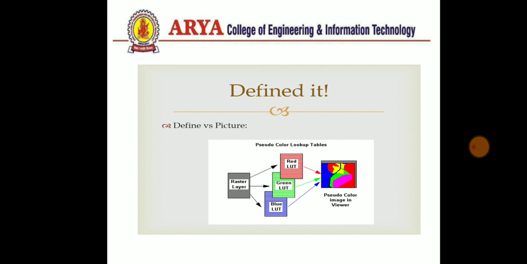Whenever any picture comes through this raster scan, it goes to three categories: the red unit, the green unit, and the blue unit. Then the outputs of these three units are summed up and go to the final output monitoring screen to show the pseudo color image on the viewer or output screen. So this is the concept of pseudo coloring.